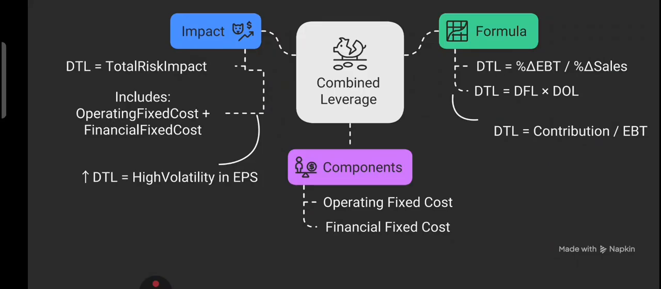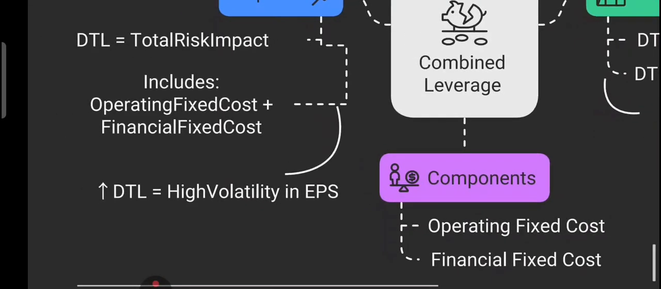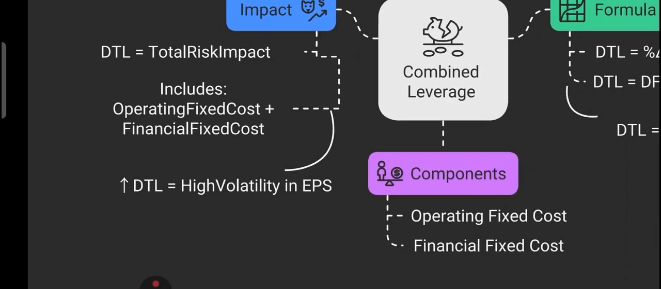So if we talk about the impact, on the left hand side you can see DTL stands for degree of total leverage. It captures the full risk impact by considering the operating fixed cost like rent and salary and financial fixed cost like loan interest. Now a high DTL means that even a small change in sales can cause a big swing in the earning per share. It is both a great opportunity but a big risk also.